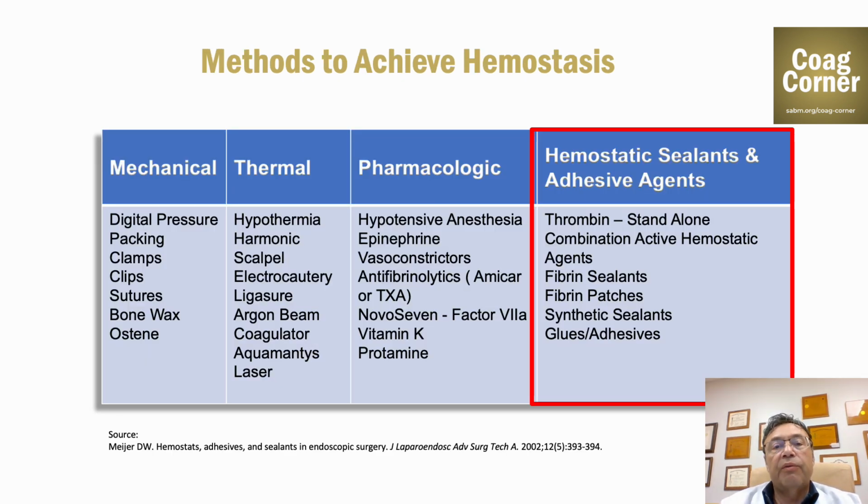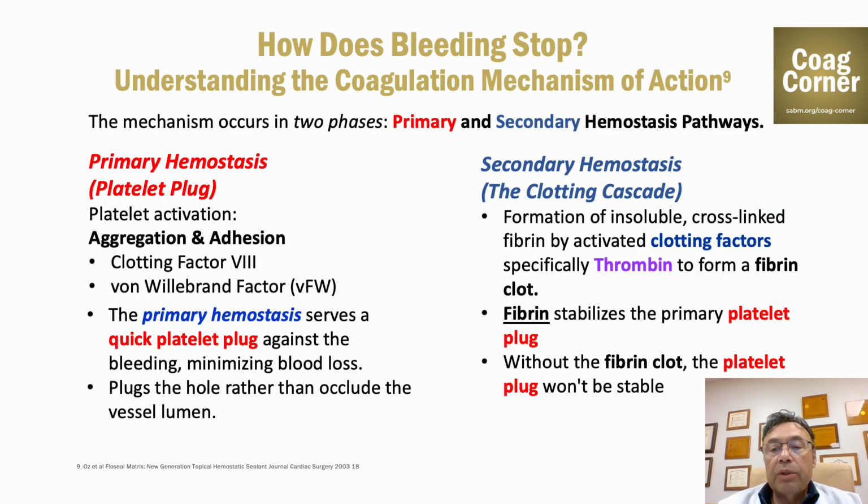Now we have multiple types of abilities to achieve hemostasis, whether they be mechanical, such as just digital pressure, packing, sutures, clips, etc. Thermal, most commonly electrocautery, but also harmonic scalpel and argon beam coagulators, etc. Pharmacological agents, which we won't talk about, such as epinephrine or vasoconstrictors, antifibrinolytics, but what we will talk about are hemostatic sealants and adhesive agents, which are mainly used in stopping bleeding.